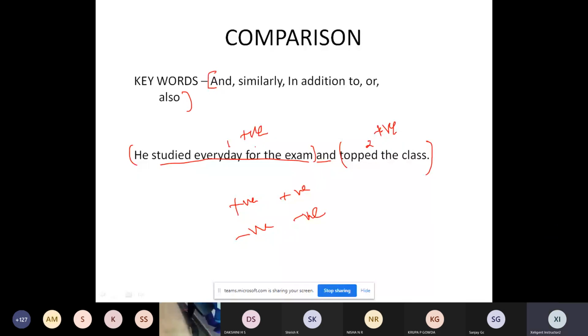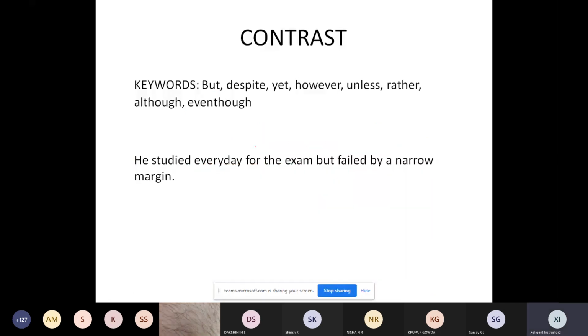The next type is contrasting type. Contrasting type, as the name itself says, is going to contradict. These are the keywords: but, despite, yet, however, unless, rather, although, even though. These are the keywords which you can find in the question.